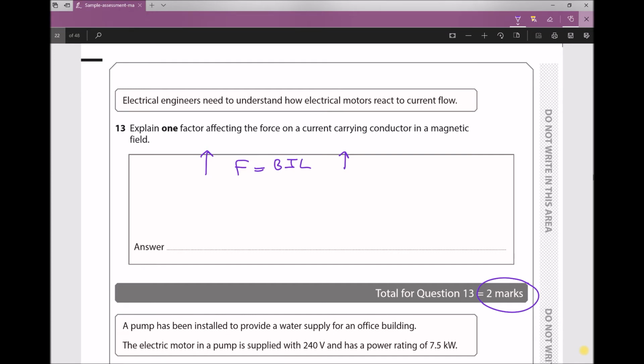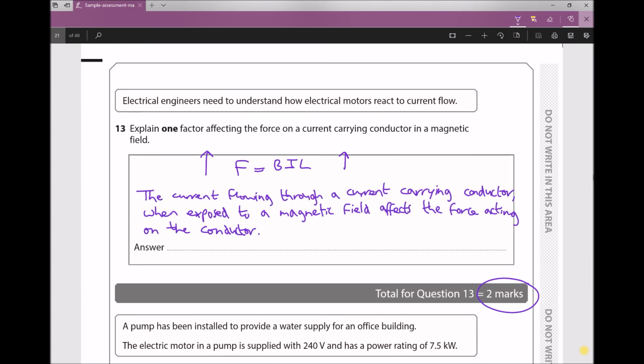So in order to ensure that we obtain the 2 marks, I would pick one of those variables, and for the purpose of this example, I'm going to pick the current. I would say something along the lines of the current flowing through a current carrying conductor that's being exposed to a magnetic field will affect the force acting on that conductor. I would then give a little bit more detail about this relationship, so I would finish by saying if the current through the conductor increases, the force acting on the conductor increases.